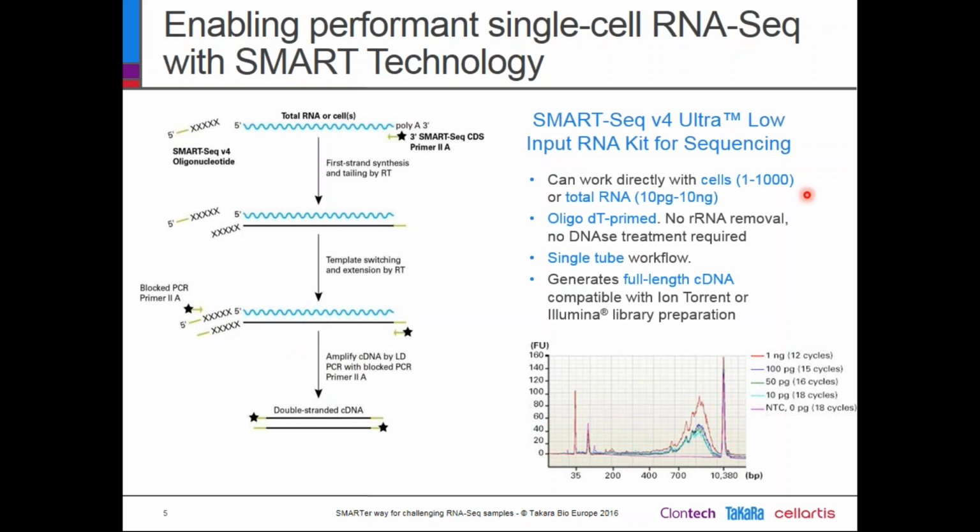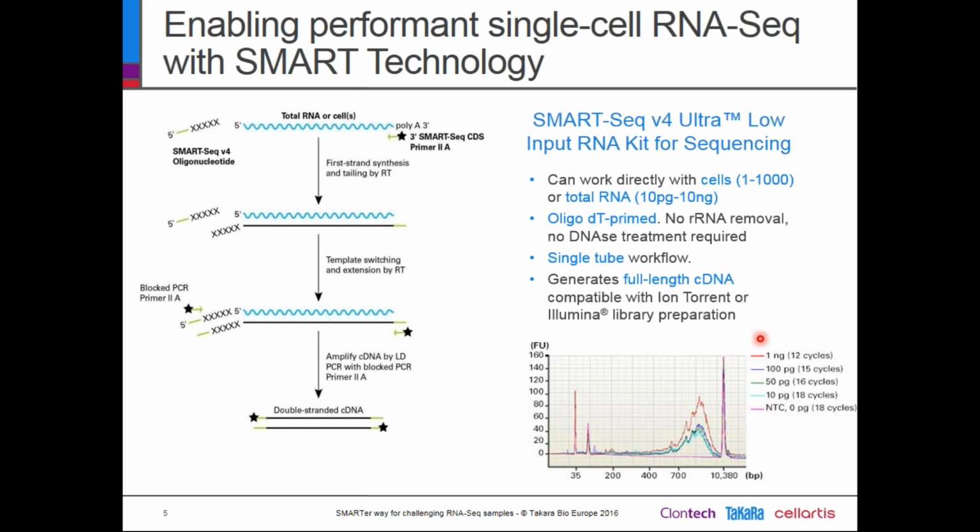So the advantage of this method is that it can work directly with cells. So you can start with as low as a single cell and up to 1,000 cells. But also you can start with total RNA with as low as 10 picogram. As I said, the method used here is oligo-dT priming. So there's no need for ribosomal RNA removal or for DNase treatment required. And this is important because you can imagine that in a cell lysate you will have both ribosomal RNA and DNA.